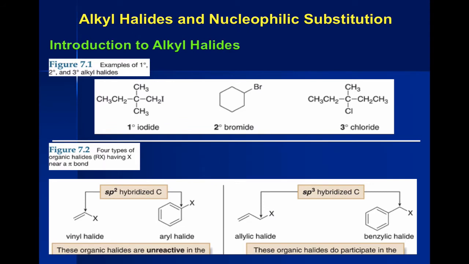So for some examples here, we have a primary alkyl iodide. Here we have a secondary alkyl bromide. And here we have a tertiary alkyl chloride.